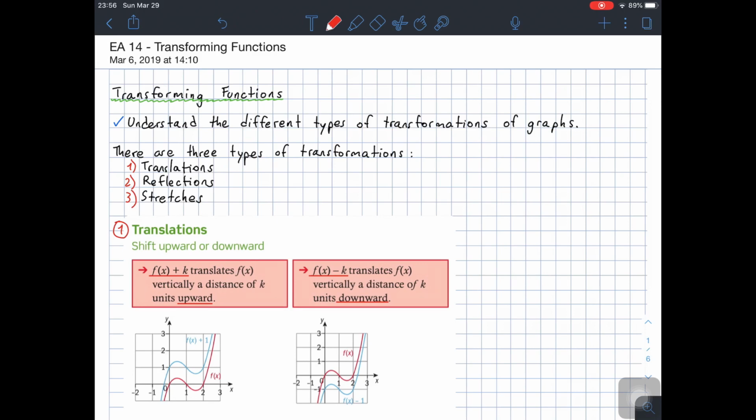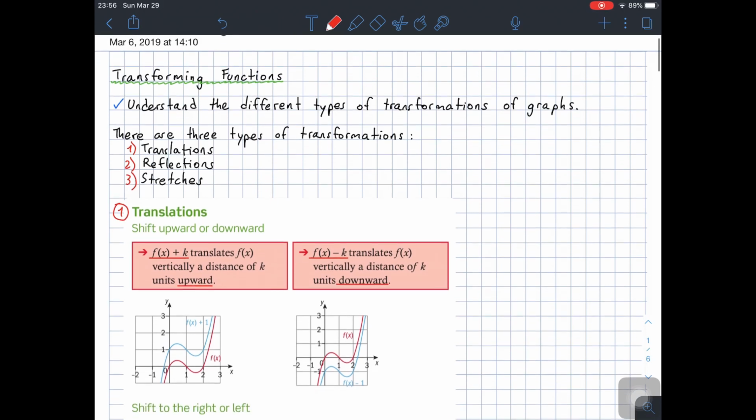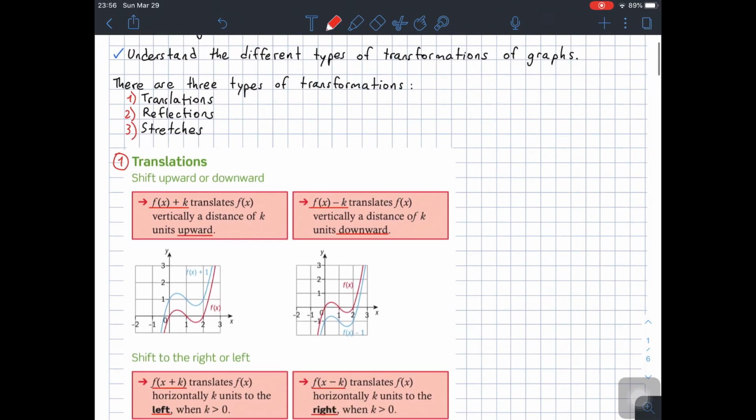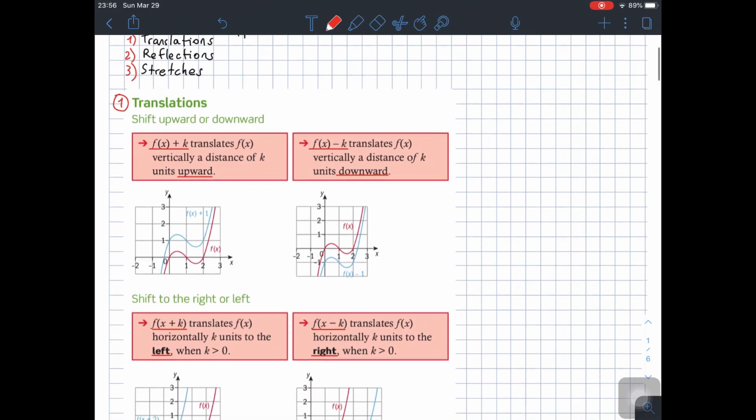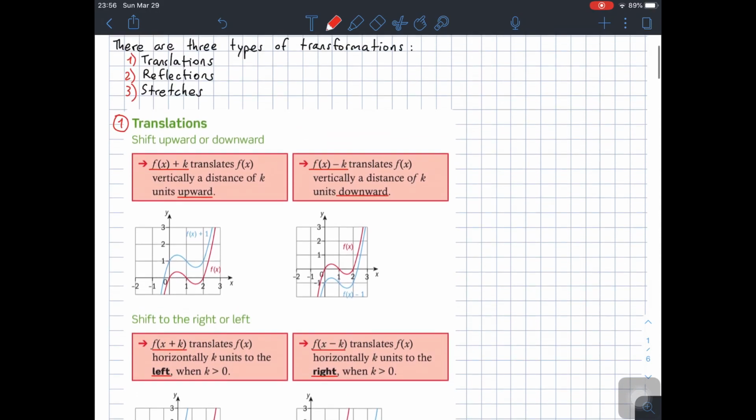Okay, so if we go back to the electronic assignment, we're gonna see this theoretical part. These are all the different types of transformations we just talked about. The first one, translations, in which we have two possible cases: a shift upward or downward, or a shift to the right or to the left. In order to have a shift upward, this should occur.